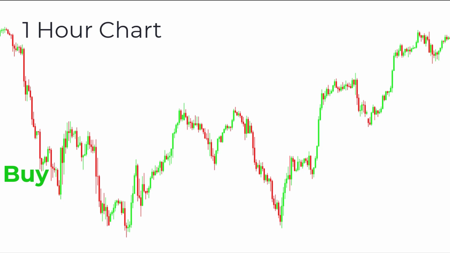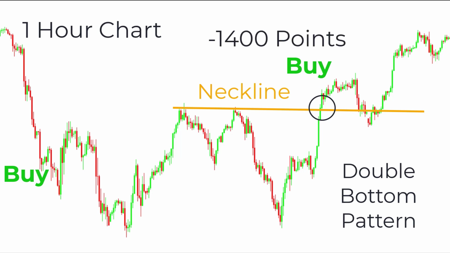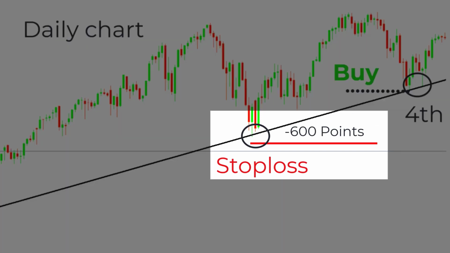However, according to the time frame mixing strategy, you should exit your buy position at a loss because the market has just broken the previous low on the 1 hour chart. And again over here, according to the double bottom pattern on the 1 hour chart, you should buy again once the price breaks the neckline. So you will end up with a buy trade that has a 1,400 point stop loss, instead of only 600 point stop loss if you have taken the trade from the lows, according to the daily chart.